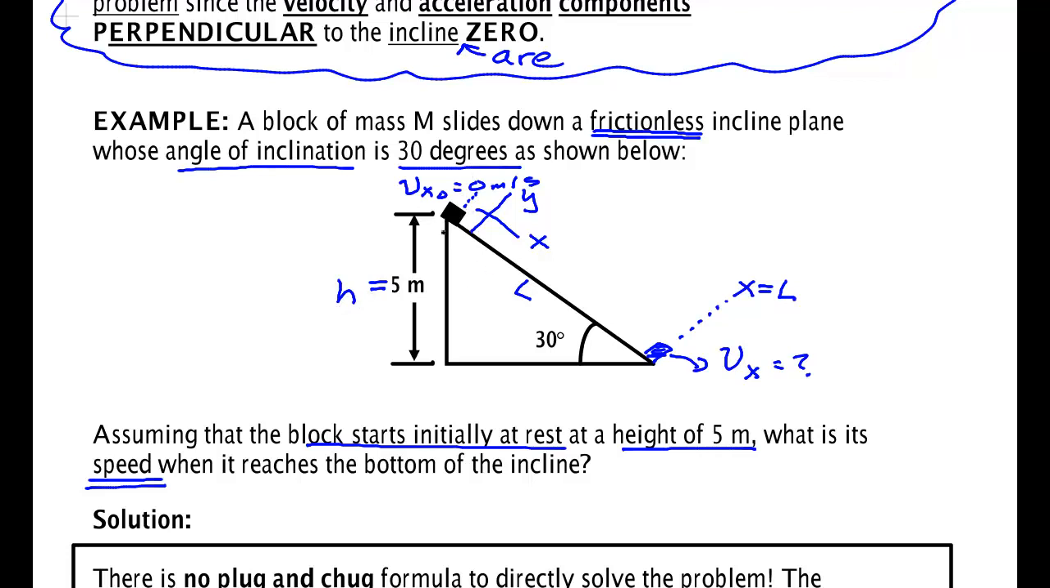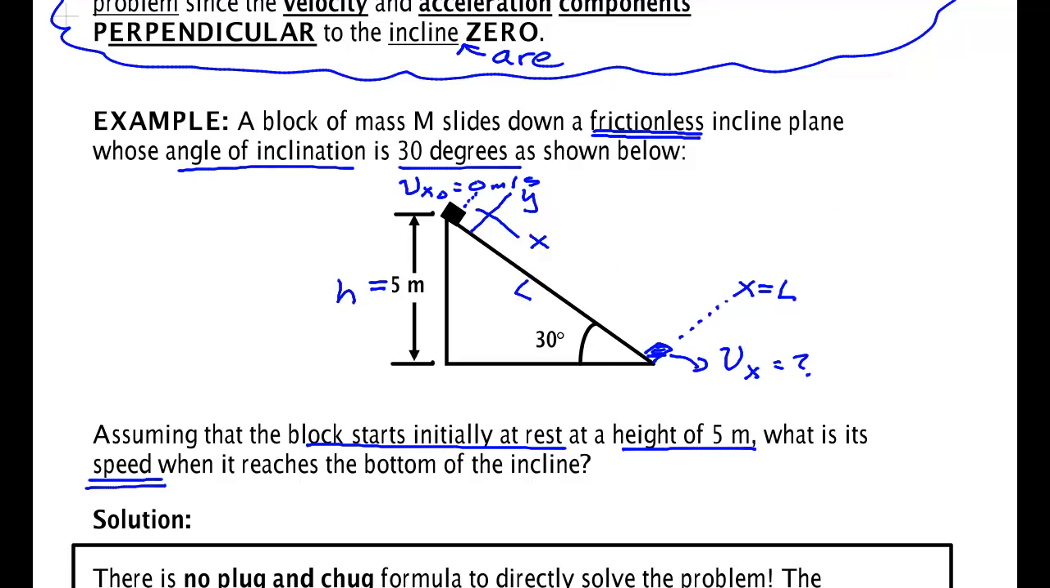I'm going to call this initial position 0. I've set my x-axis along the inclined plane as we talked about in the previous video, and when it gets down to this location, the bottom of the inclined plane, this distance is L. And this length, this L, is related to the hypotenuse of a triangle. So h divided by L is the sine of 30, and so I'm going to be able to use that fact.